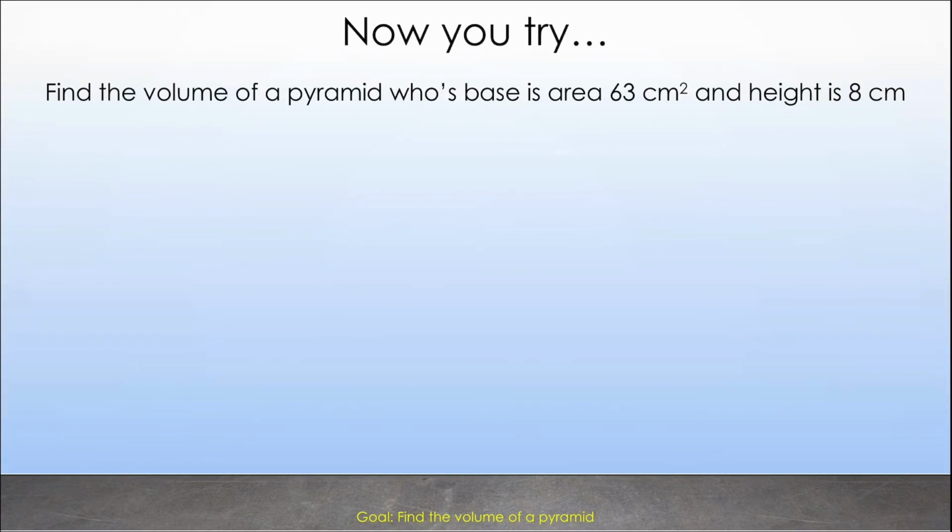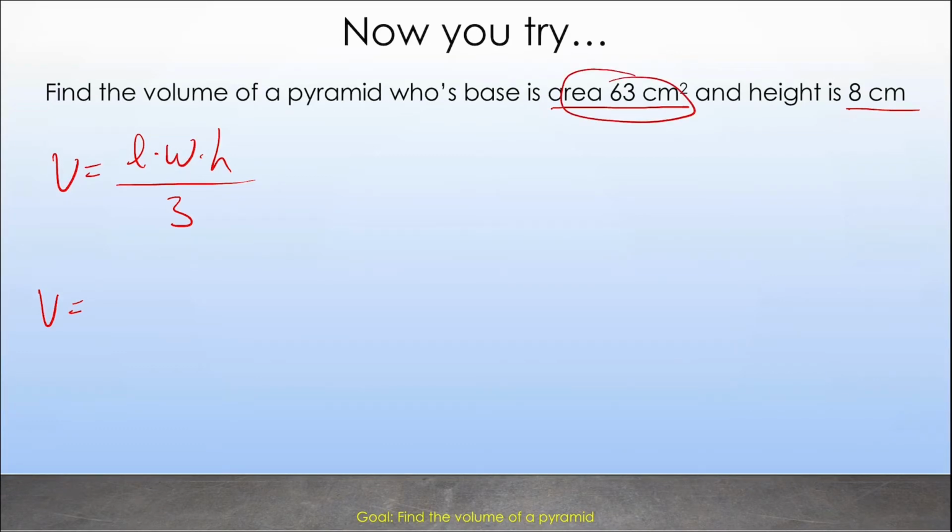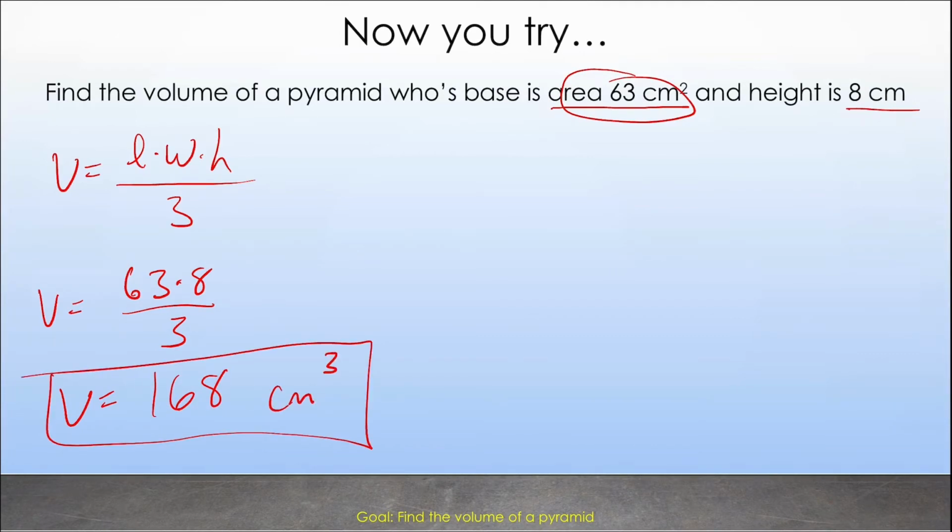Find the volume of a pyramid whose base has an area of 63 centimeters squared and the height is 8 centimeters. Okay? Volume is length times width times height divided by 3. Well, my area gives me my length and width right there. So it's just going to be 63 times 8 divided by 3. That's going to give me 168 cubic centimeters.